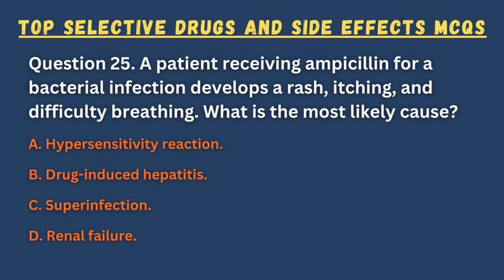Question 25. A patient receiving ampicillin for a bacterial infection develops a rash, itching, and difficulty breathing. What is the most likely cause? A. Hypersensitivity reaction. B. Drug-induced hepatitis. C. Superinfection. D. Renal failure.